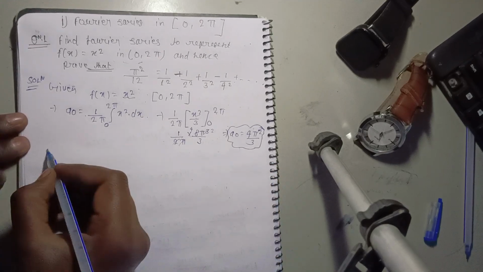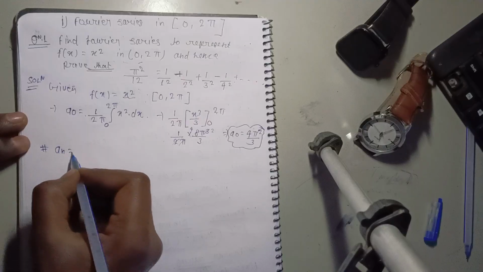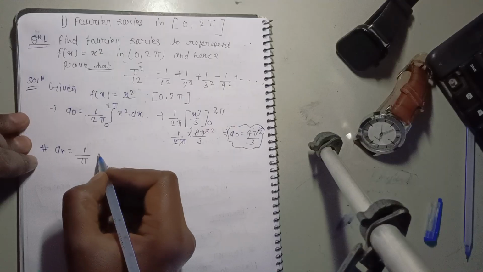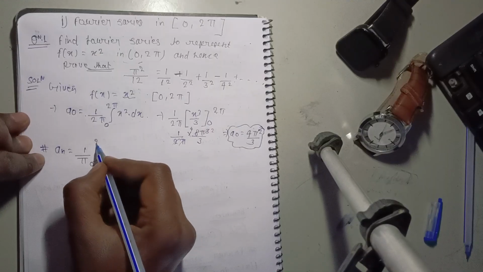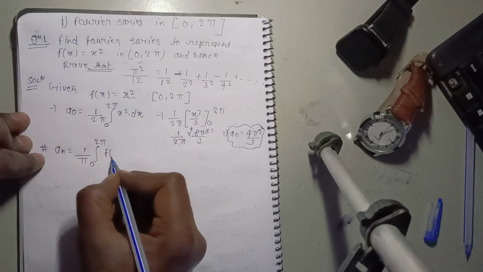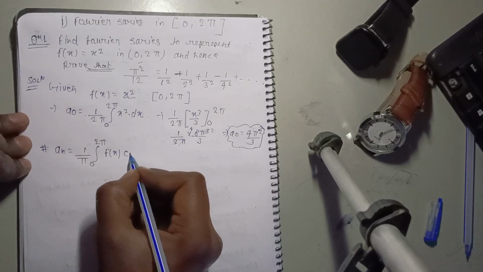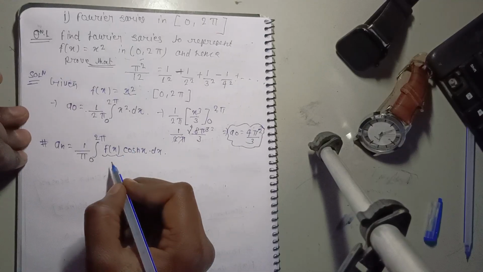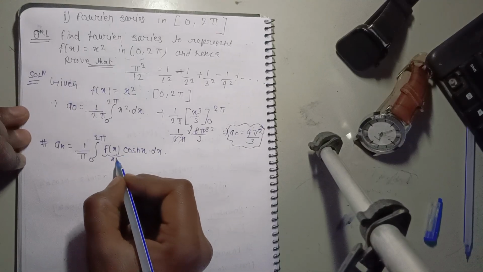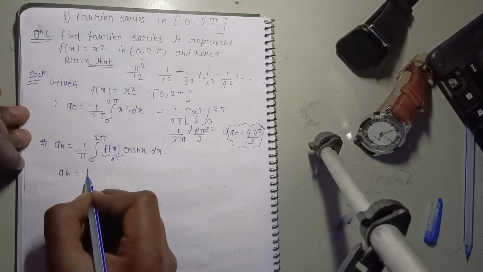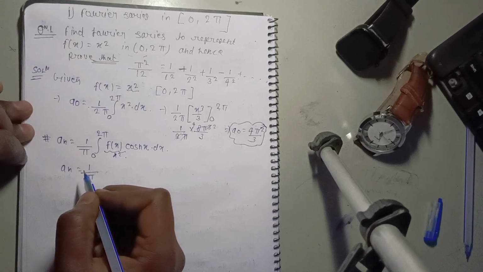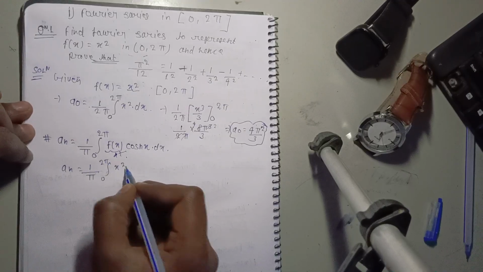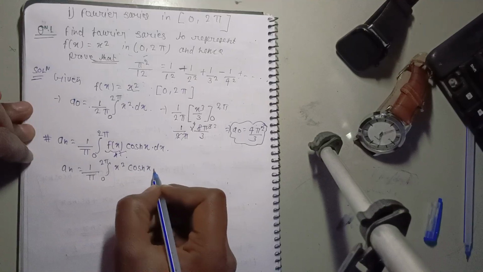So now let's find an. What is the formula of an? The formula is 1 upon pi, integration from 0 to 2 pi of f of x cos nx dx. So what is f of x? Basically f of x is x square, as I have told you. So just put it: an is equal to 1 upon pi, integral from 0 to 2 pi of x square cos nx dx.